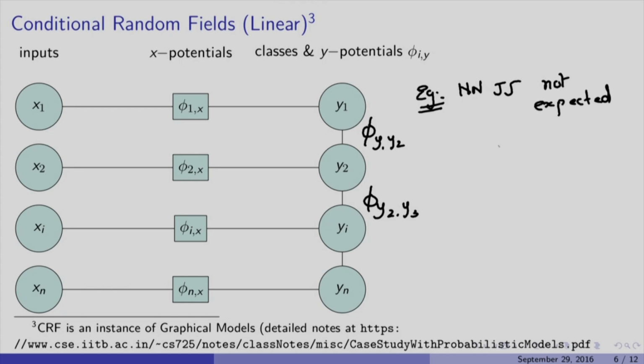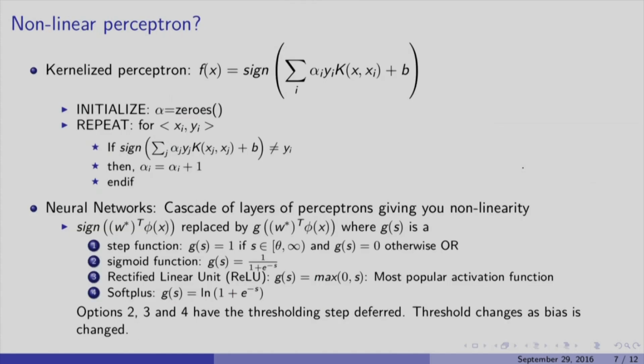So you might encode a feature phi(NN, JJ), noun comma adjective, and the weights corresponding to this you expect to be highly negative. You will expect this to be very negative. Basically you want to discourage prediction of such highly improbable part of speech tag sequences. More about this in the notes with the link provided below.